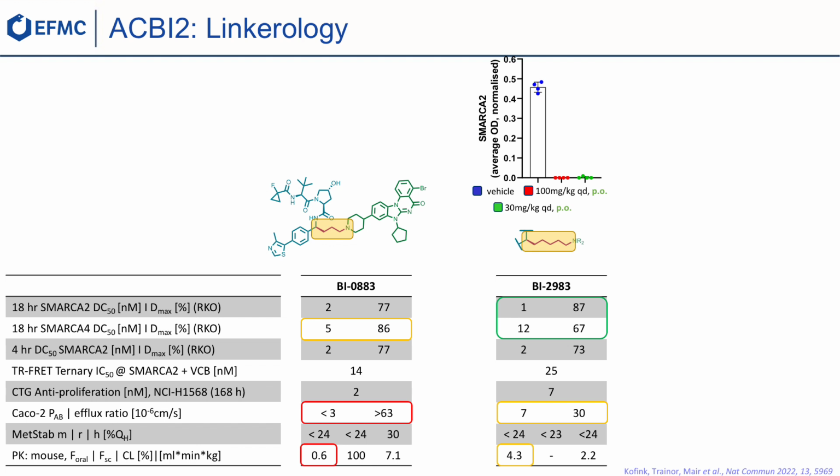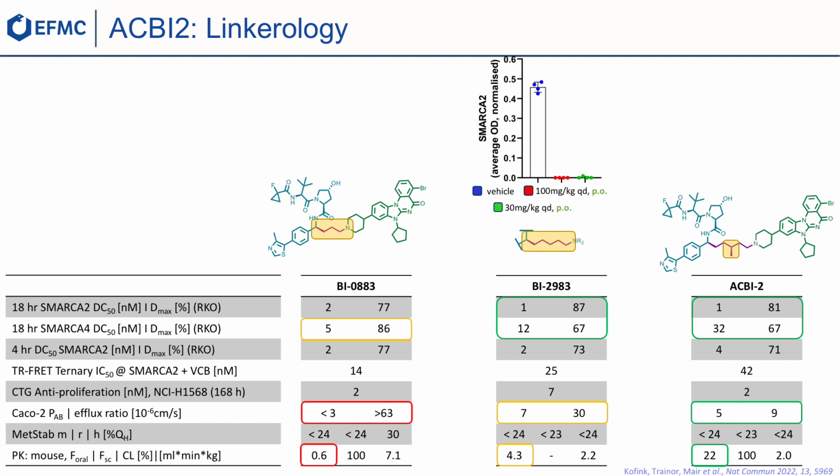And combining all of our learnings, including a chiral or magic methyl into the linker, both increased the selectivity window and imparted significant oral bioavailability. The magic methyl is a well-known trick in drug discovery to improve PK or PD properties, and in this case we found that it encouraged the PROTAC to adopt a hairpin-like structure, which clearly benefits the overall profile of ACBI2.